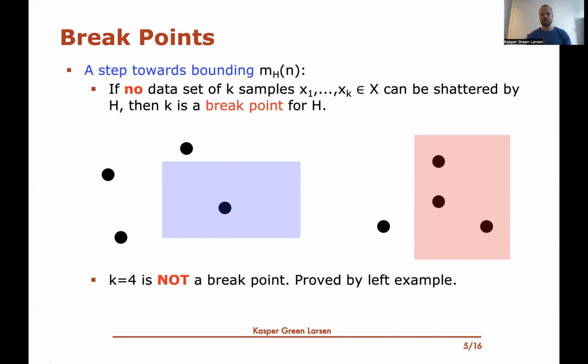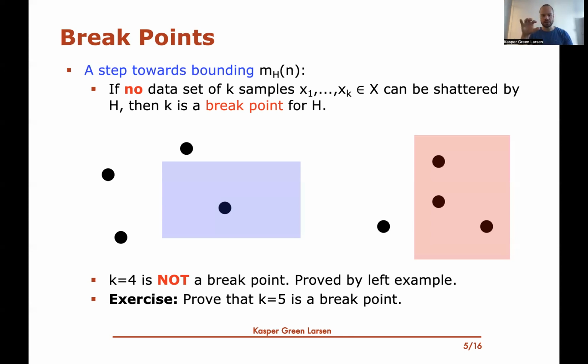So the breakpoint is the first number of points where it's not possible to shatter any point set or set of k samples. Then it's a breakpoint. So 4 is not a breakpoint, which you can see in the left example, because there are examples of 4 points that can be shattered by this hypothesis set H. You can, of course, ask about 5, and it's a fairly easy exercise to prove that 5 is a breakpoint for axis-aligned rectangles in 2D. So it's not possible to find 5 points in the plane such that with axis-aligned rectangles, you can create all possible dichotomies.